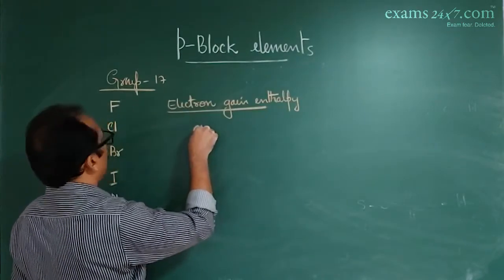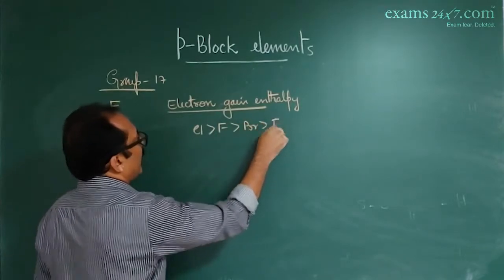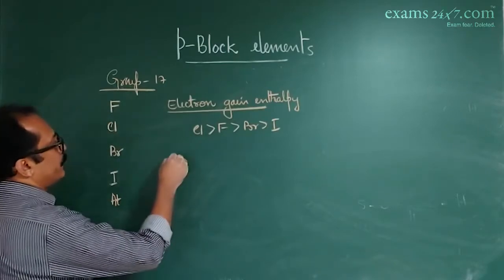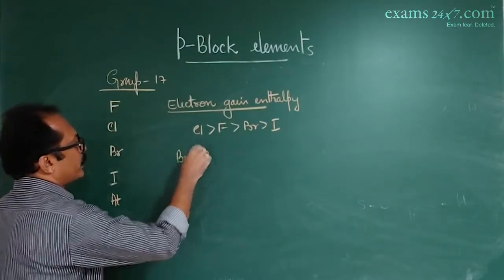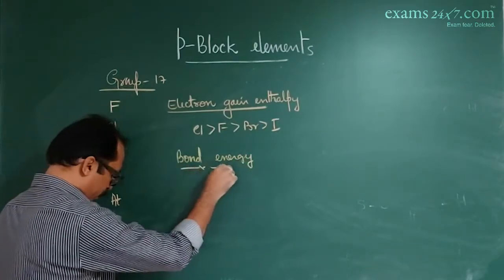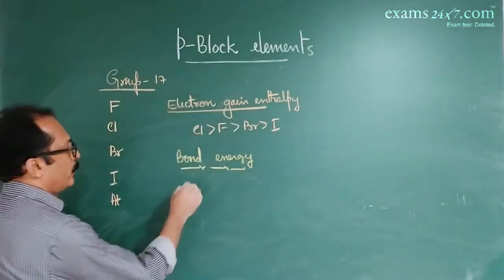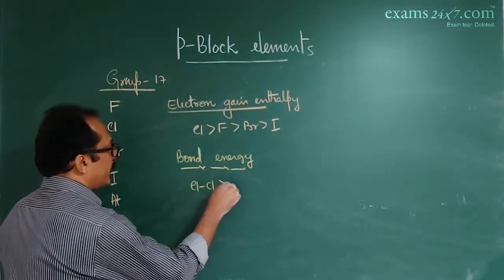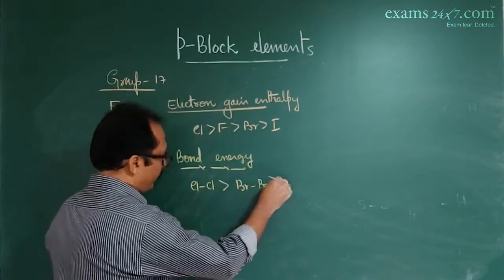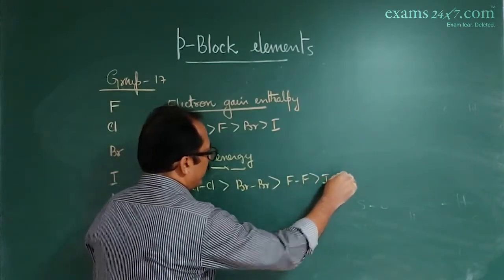Now, about the electron gain enthalpy. Chlorine has more electron gain enthalpy than fluorine. Then comes bromine and iodine. Now, next about bond energy. Here you have to consider the molecule of halogen. So chlorine to chlorine is highest. Then comes bromine to bromine. After that, fluorine to fluorine. Next is iodine to iodine.